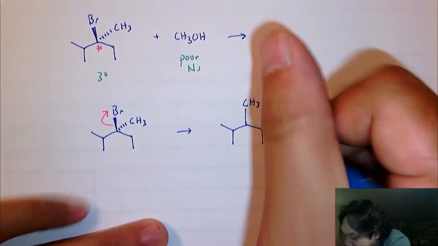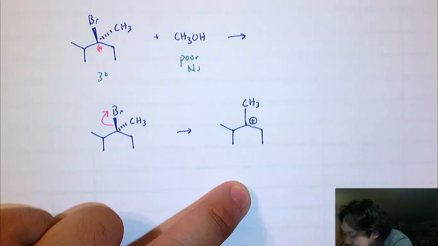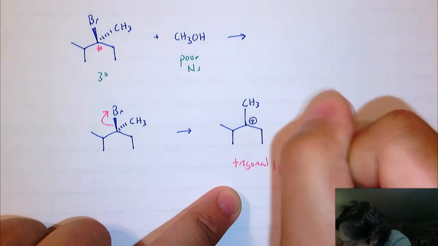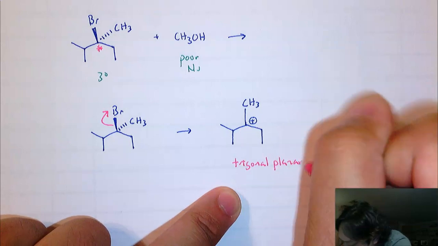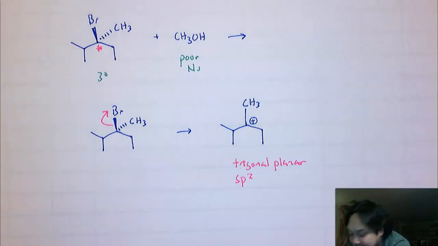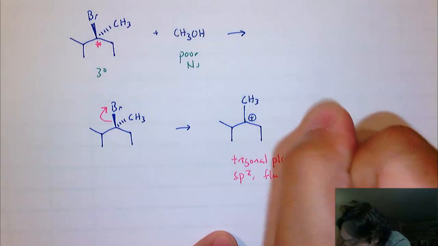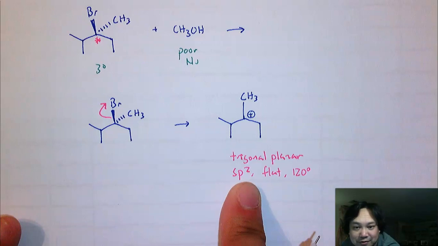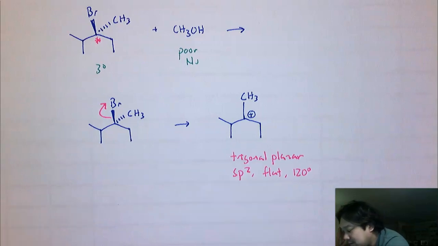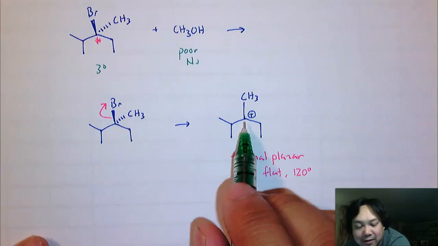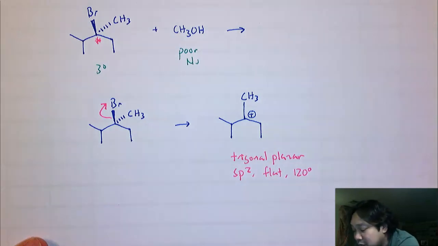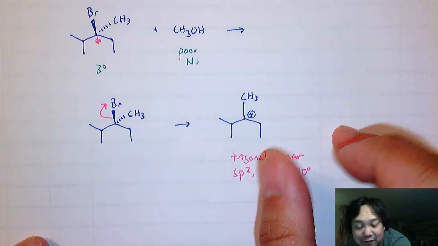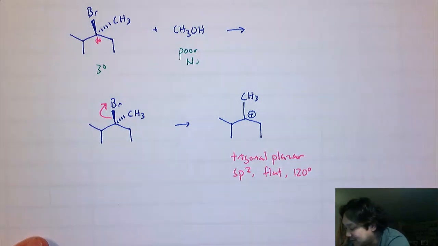What do you know about carbocations? Trigonal planar, sp2 hybridized, flat, 120 degrees. All of those are synonymous with each other. Remember what happens when you have a carbocation? The incoming nucleophile can come from the front or the back. 50-50. You can start to get racemic mixtures.